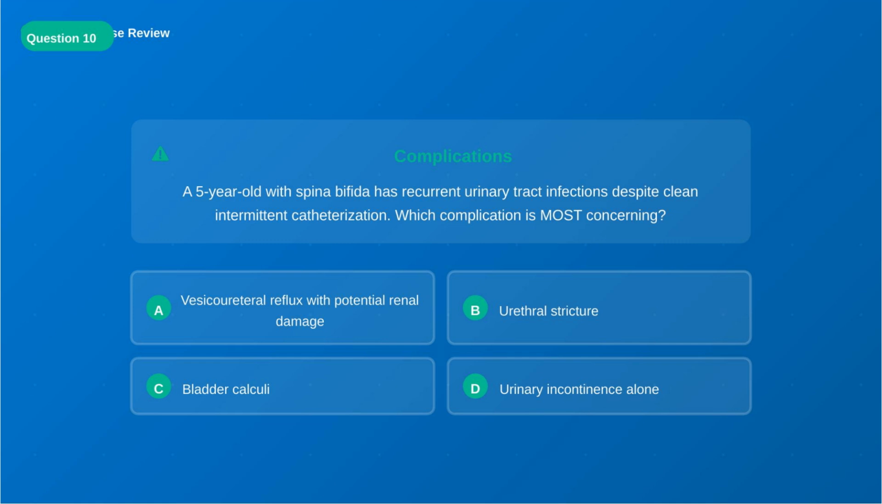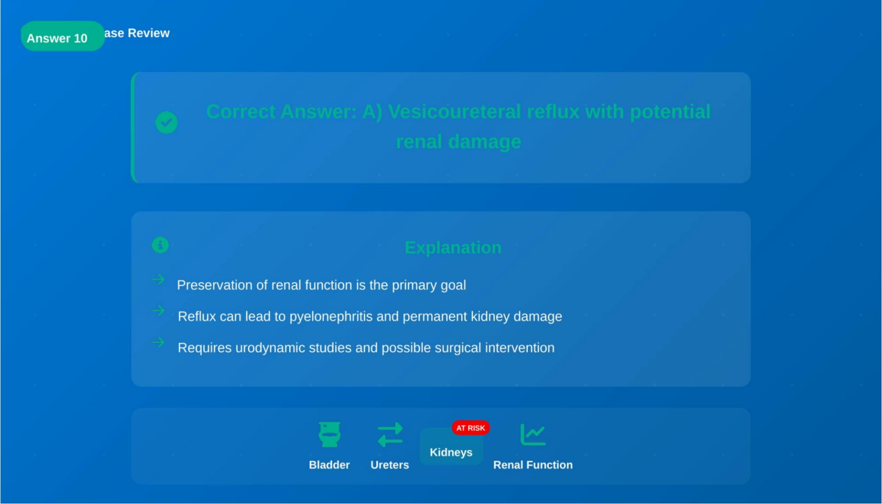A. Vesicoureteral reflux with potential renal damage. B. Urethral stricture. C. Bladder calculi. Or D. Urinary incontinence alone? The correct answer is A. Vesicoureteral reflux with potential renal damage. In children with spina bifida, preservation of renal function is the primary goal of urological management.